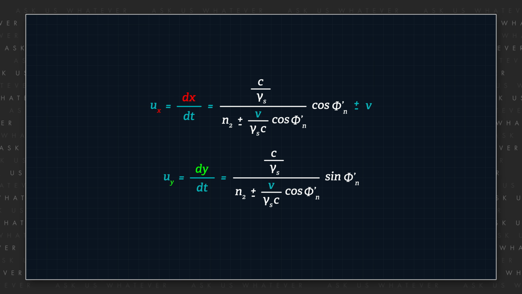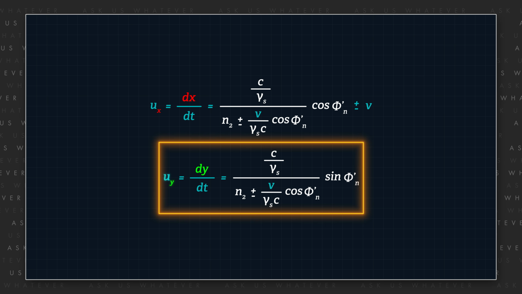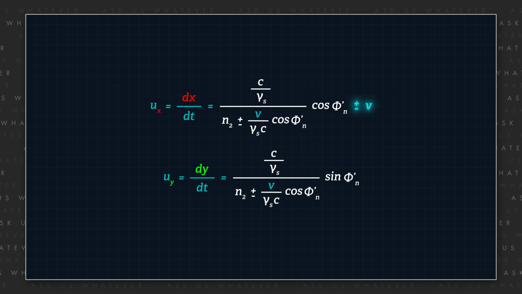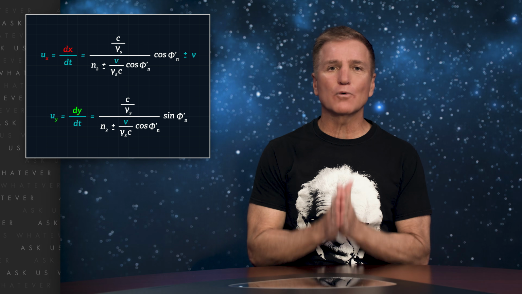These formulas are very similar, except that the x component is modified by the cosine of phi prime sub n, and the y component is modified by the sine of phi prime sub n. And in addition, because the speed of frame s prime is constrained to the x-axis, the formula for the x component also includes the speed of frame s prime, shown as plus or minus v. That is, we are adding the speed of frame s prime, which is the speed of the emitter, to the x component of light traveling through the refractive medium. I'm sorry, but I have to belabor this because it's so important.